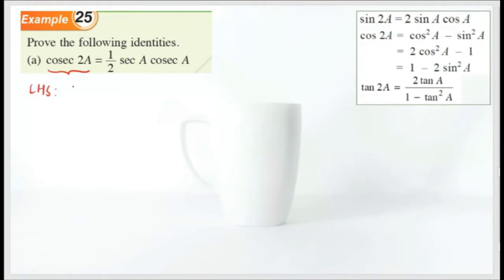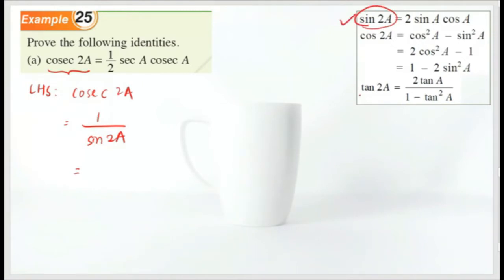So cosec 2A. Sine, cos and tangent only have the double angle formula, right? Cosec doesn't have, so we need to change cosec into the reciprocal first. 1 over sine 2A.